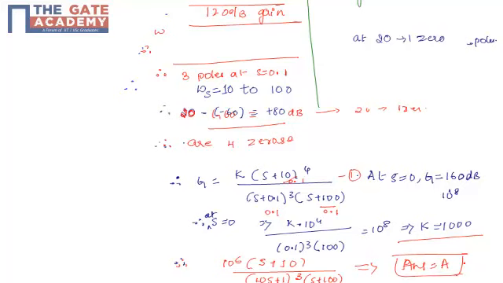So from this question we learned how to find out the poles and zeros in order to find the transfer function of the given Bode plot.